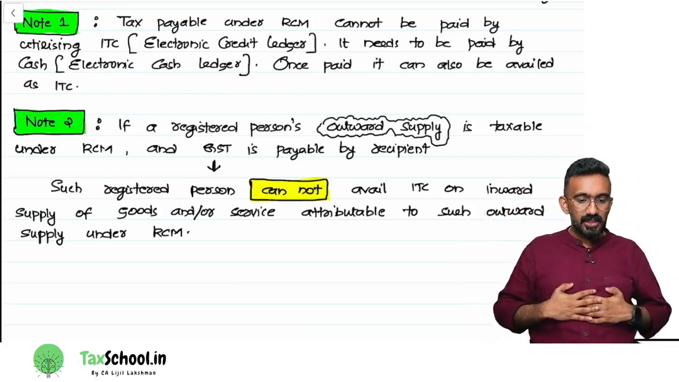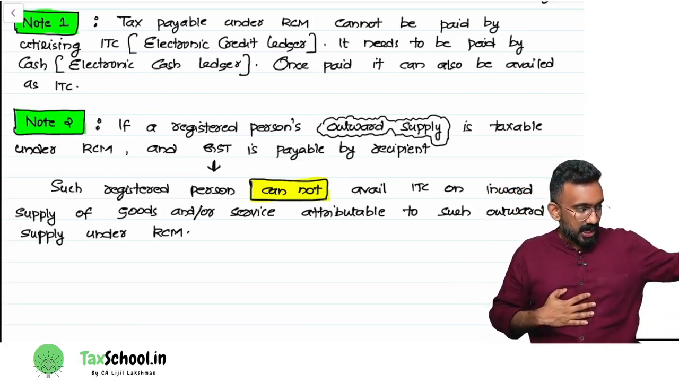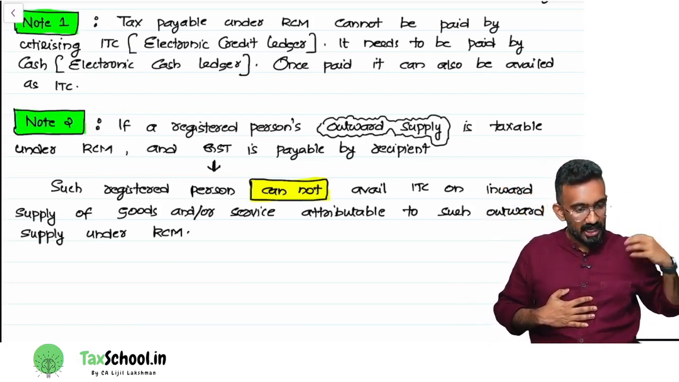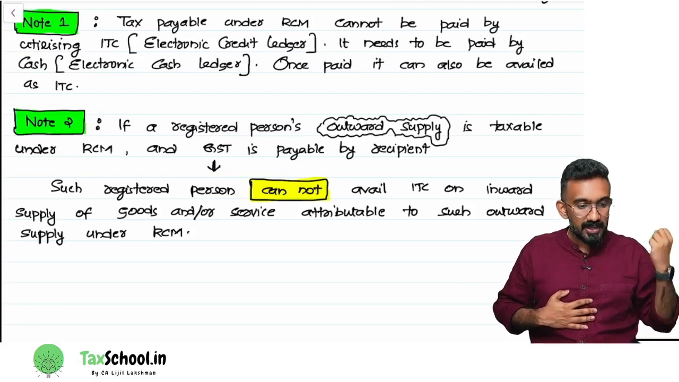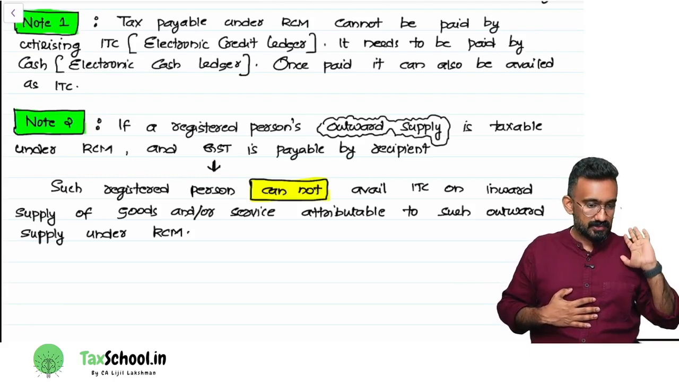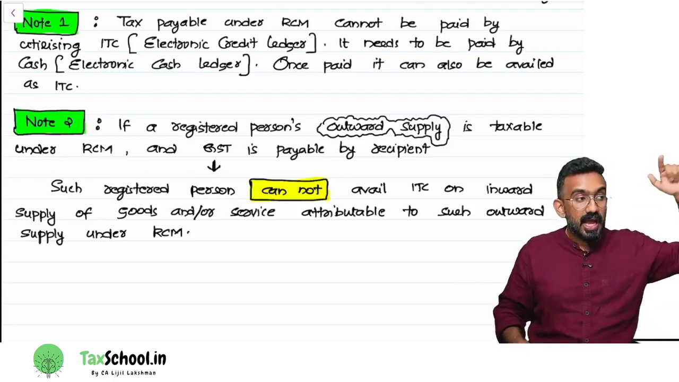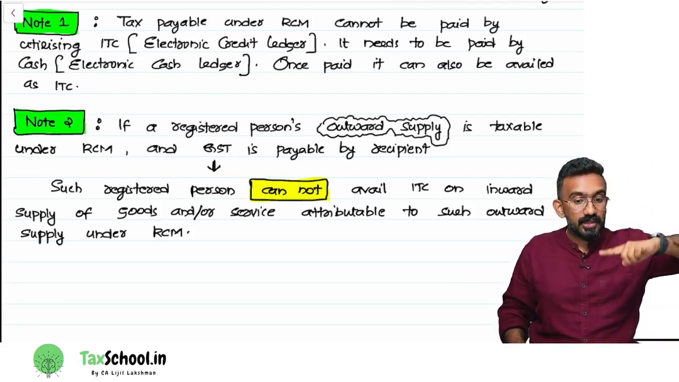Say I am somebody who is under RCM. I got some goods or services where I pay tax under RCM. Can I pay this tax by utilizing ITC? No. After paying, can I take the ITC? Yes. Now I'm talking about somebody who sold the product under RCM.